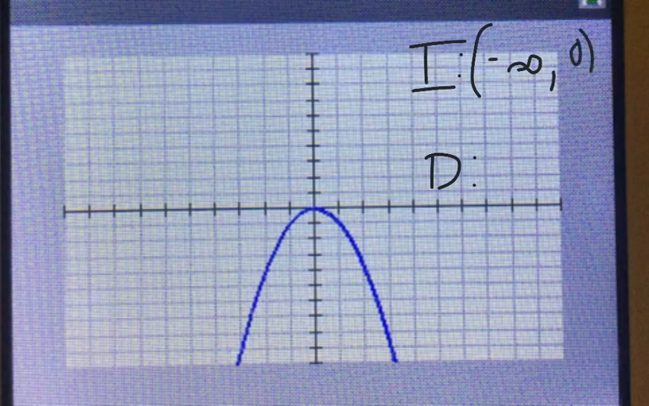Then what happened to the graph after 0? It starts going down. It started decreasing. And when did it stop decreasing? It never does. So this was decreasing from 0 to positive infinity.